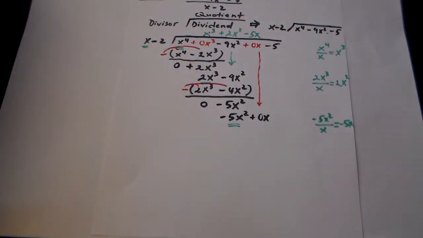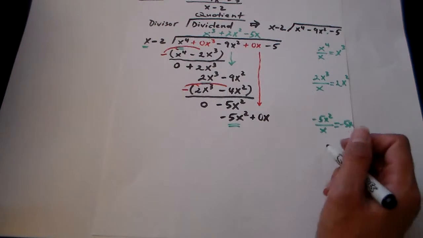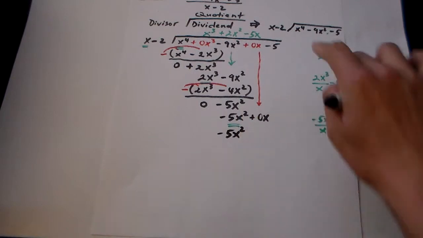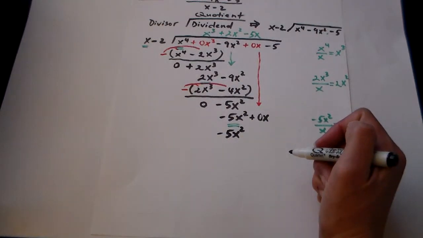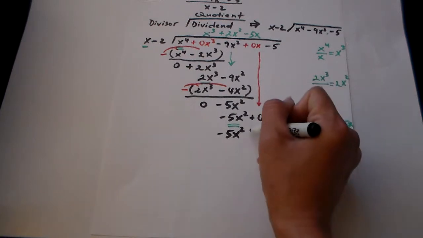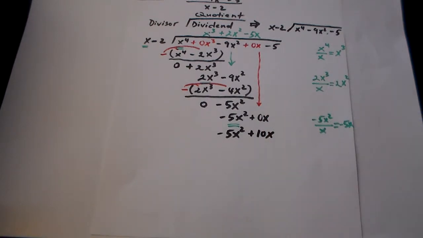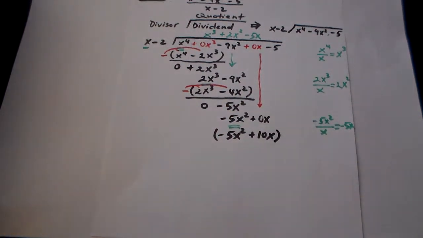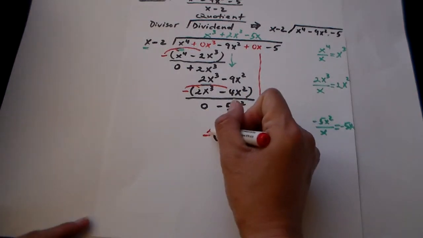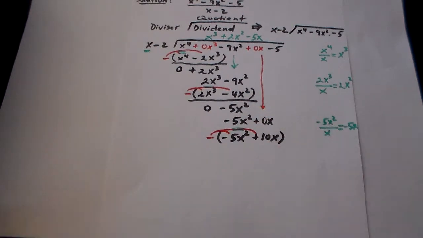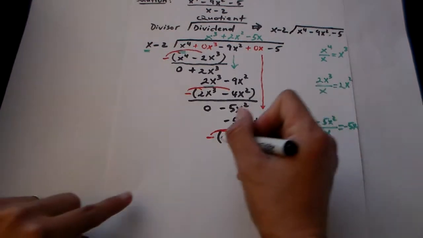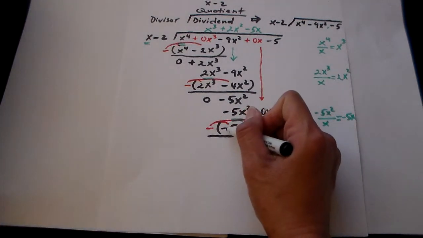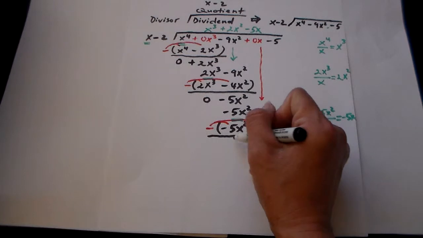So let's do that. Negative 5x times x is negative 5x squared. And then negative 5x times negative 2 is what? Positive 10x. Okay? And then put them into parentheses and subtract. And don't forget to distribute the negative sign to every term inside parentheses. Okay? So now we have negative times negative is positive 5x squared. Subtract 5x squared is 0.